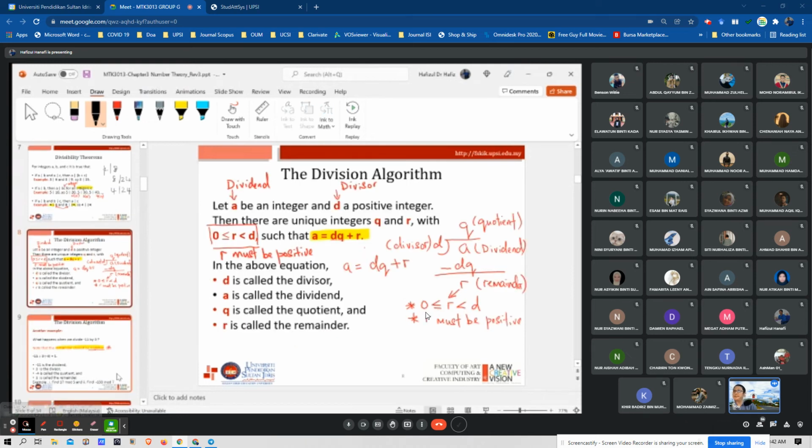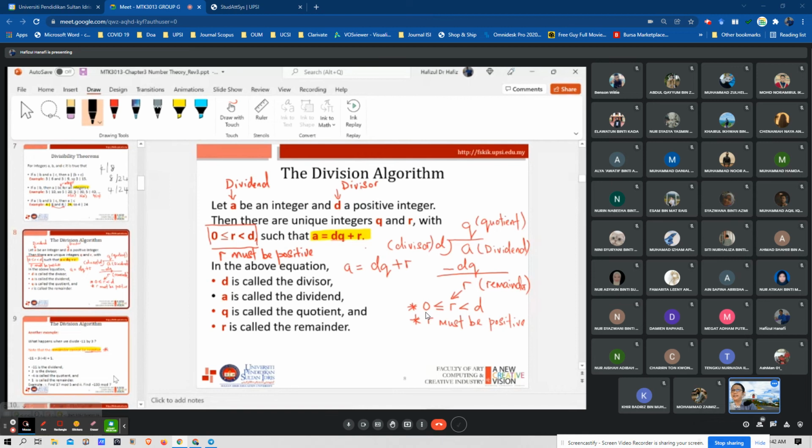Okay, the algorithm is simple. Let a be an integer and d a positive integer divisor. Then there are unique integers q and r, with 0 less than or equal to r less than d, such that a is equal to d multiplied by q plus r. A is the dividend, d is the divisor, q is the quotient, and r is the remainder.